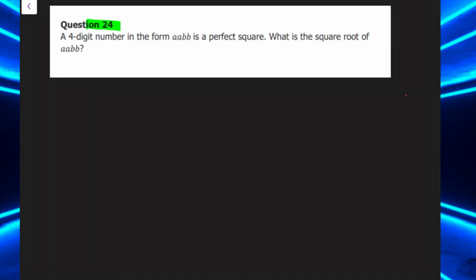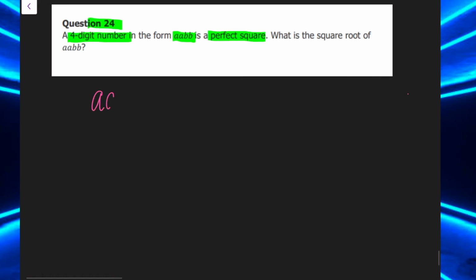All right, we are on question number 24, a very interesting problem. Let's begin. A 4-digit number is in the form of AABB, and it's a perfect square. What is the square root of AABB? Now let's look at the question carefully. The number is in the form of AABB. What it means is that the first 2 digits are the same and the last 2 digits are the same. Now in order to solve that, let's first expand the number.